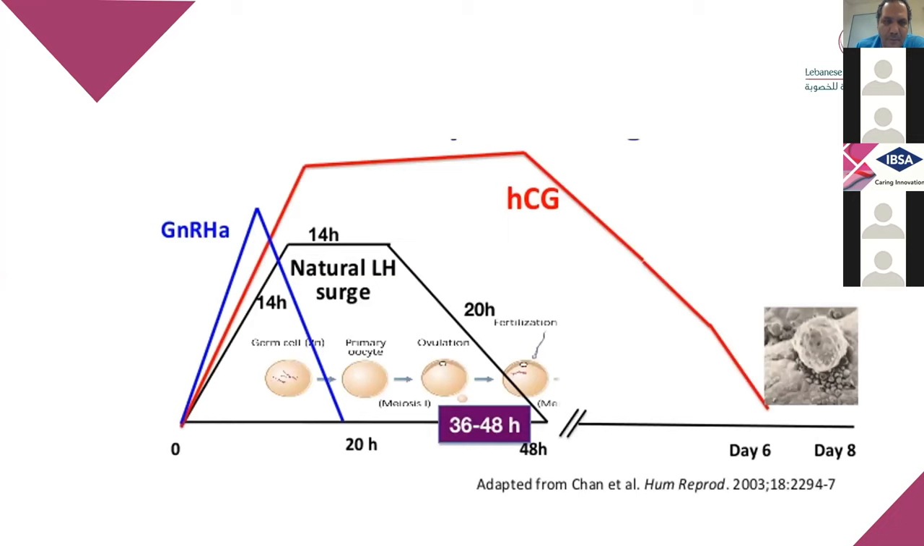Before we continue, when the GnRH agonist stimulates, this is how the serum LH level will be. The GnRH agonist in blue will lead to a rapid increase in the LH level and then a decline, versus the natural LH surge, which will be an increase, a small plateau, and then a decline. That will be around 48 hours of LH presence. And then the HCG, which will be present for a longer time, up to 6 to 7 days in the system.